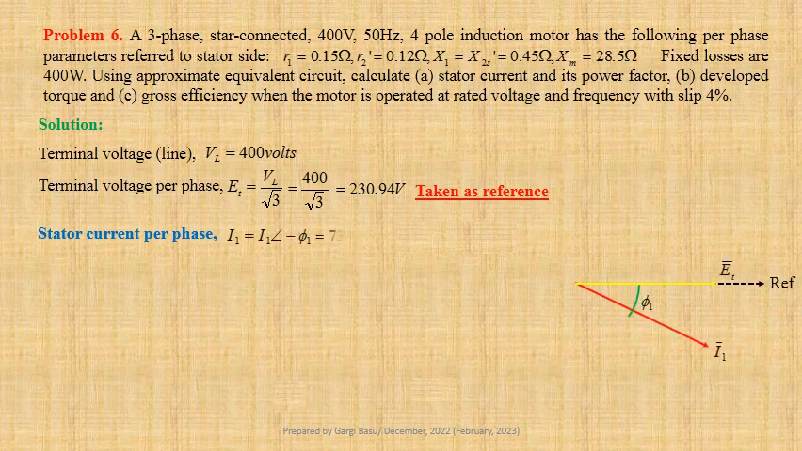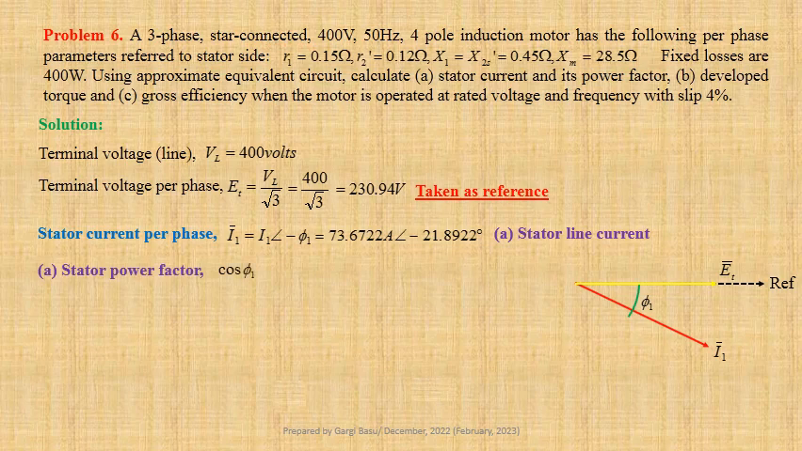In polar form, we can write stator current per phase I1 equals I1 at an angle minus phi1 equals 73.6722 ampere at an angle minus 21.8922 degree. For star-connected induction motor, stator current per phase equals stator line current. Let us now determine stator power factor. Cos phi 1 equals cos of 21.8922 degree, that is equal to 0.928 lagging.